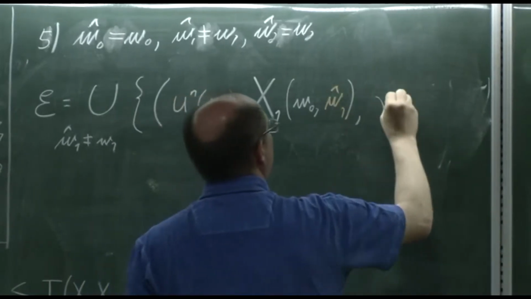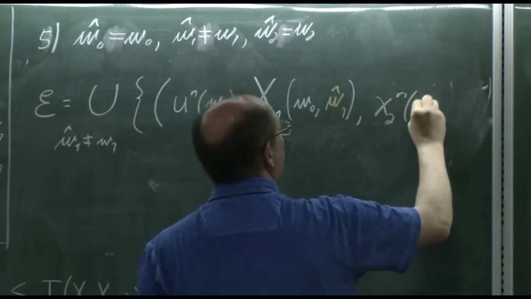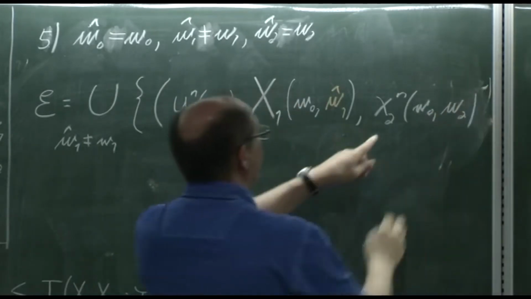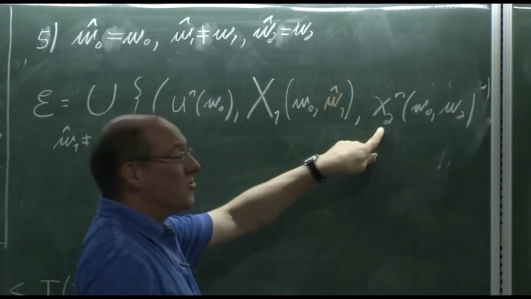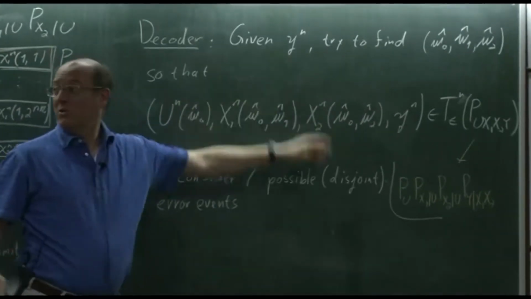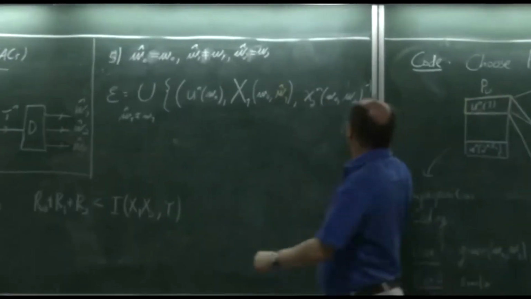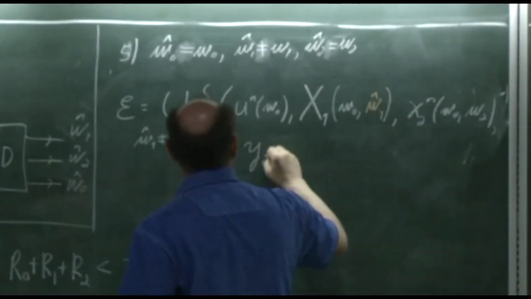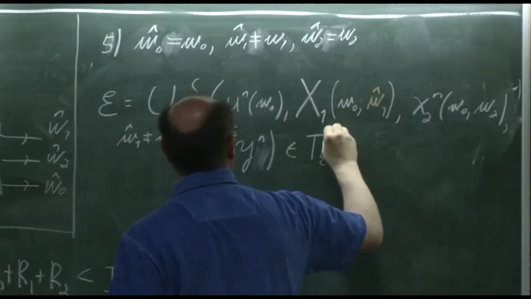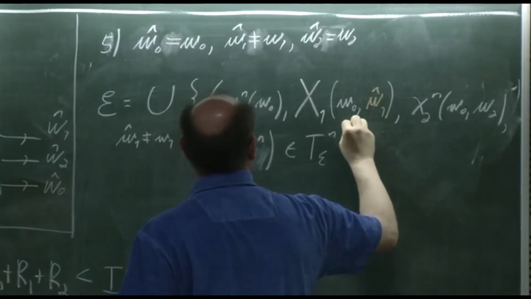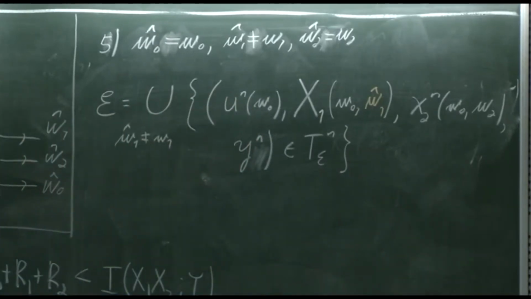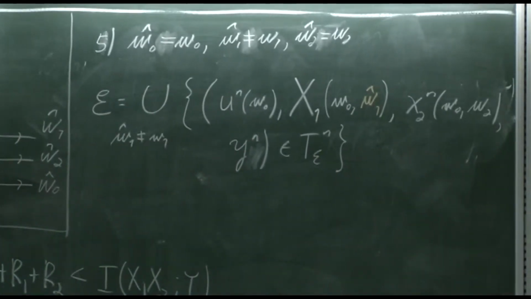And then if we look at X2^n, that turns out to be the right one because we're putting in W0 and W2. And so in fact, the X2^n is also jointly typical with Y^n. So the U, X2, and Y^n are all jointly typical. Right, that's the event. Now what is the probability of that happening?